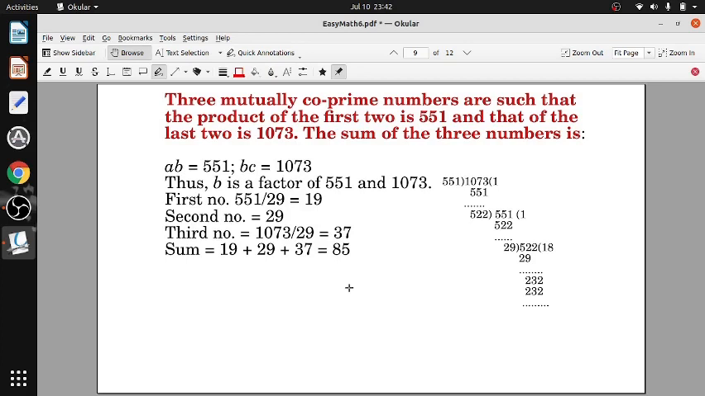14 is not a prime number. 15 is not a prime number. लेकिन 14 और 15 co-prime है क्योंकि कोई common factor नहीं है. कोई factor common नहीं है.